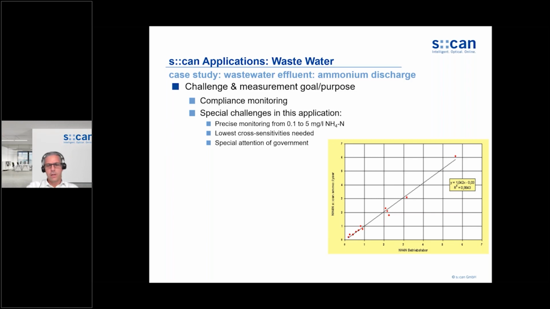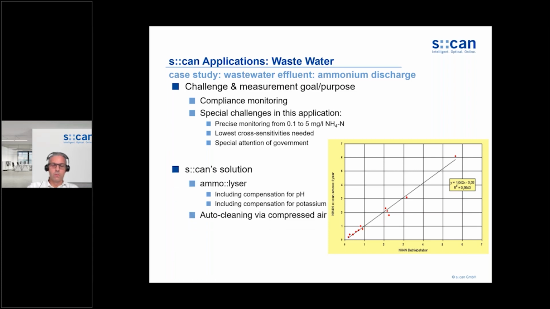In the graphics, you can see the perfect correlation from laboratory results to the amylizer's results in the range from 0 to 5 milligrams per liter, and a lot of samples are below 1 milligram per liter and also correlating perfectly. The Eskin solution was an amylizer, including compensation for pH and for potassium. So we need the amylizer to be compensated for possible interferences in this application. Auto cleaning was performed via compressed air.